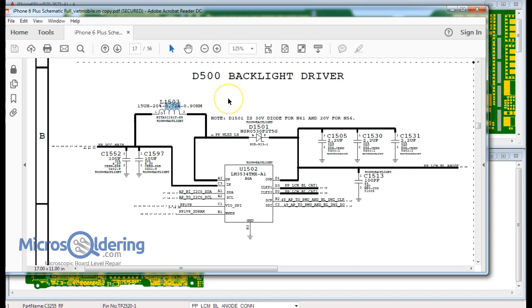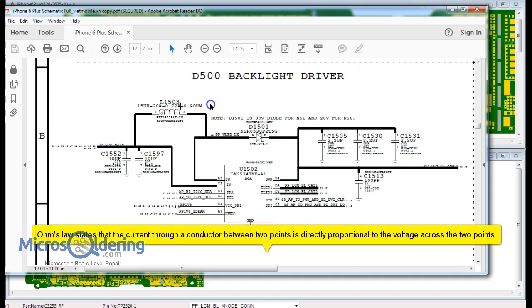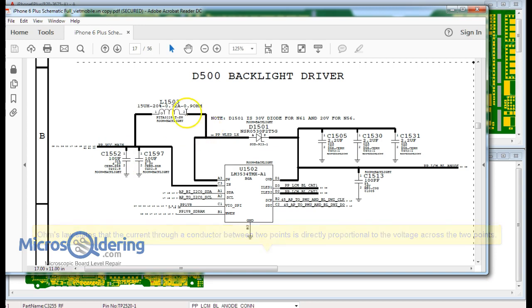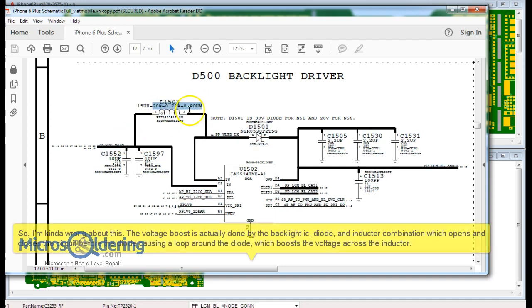Okay, so basically, if you know Ohm's law, it says that current is directly proportional to voltage. But when you have a current limiting element here, such as an inductor, then it's going to boost the voltage, right? Less current, more voltage. More current, less voltage. Okay, so 4 volts turns into 11 or 17 volts or 20 volts, depending on which iPhone it is and what the rating of the inductor is. Okay, so boom, boost it up here.